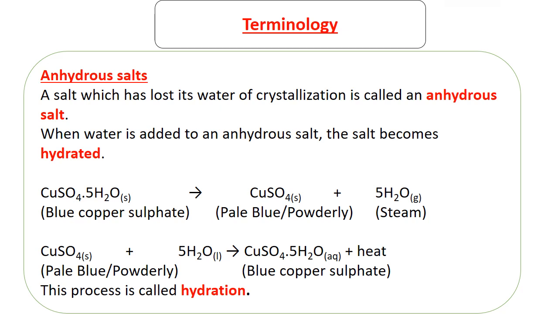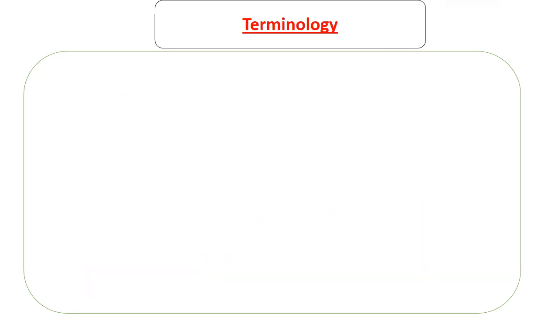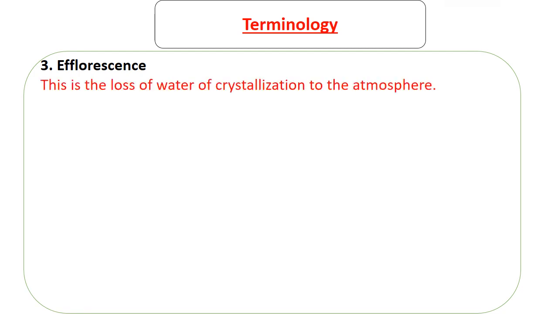So this process of adding water to change something is called hydration. Then the third term we're going to take a look at is efflorescence. Efflorescence is just the loss of water of crystallization to the atmosphere. So in the previous example, when a hydrated salt becomes anhydrous salt, what happens? We call it efflorescence.